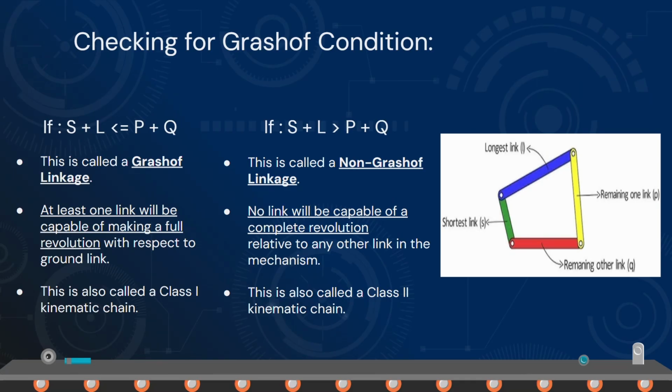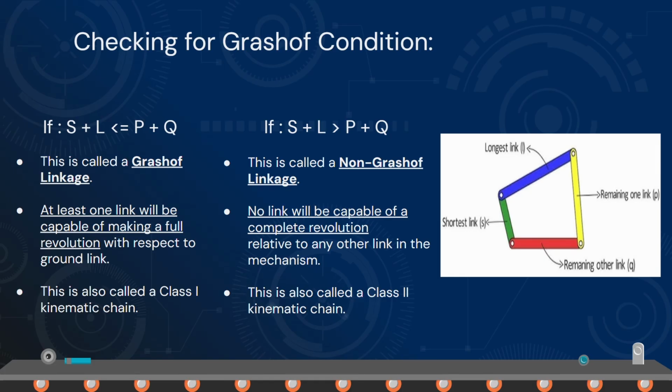Now, checking for the Grashof condition. An important aspect of our analysis involved checking for the Grashof condition. This condition determines whether a 4-bar linkage can achieve continuous relative motion between its links. If the sum of the shortest and the longest lengths, that is S plus L, is less than or equal to the sum of the remaining two links, that is P plus Q, the mechanism is classified as a Grashof linkage, also known as a class 1 kinematic chain. In this case, at least one link is capable of making a full 360-degree revolution relative to the ground link.